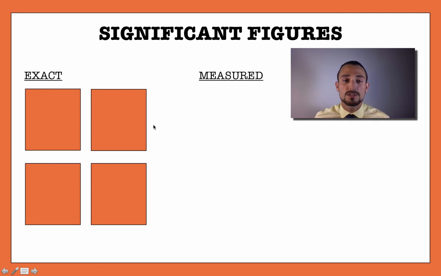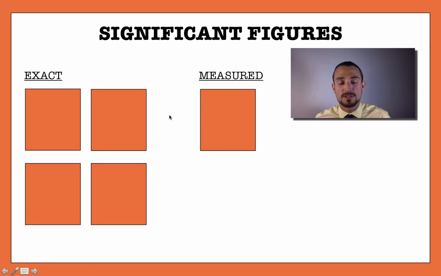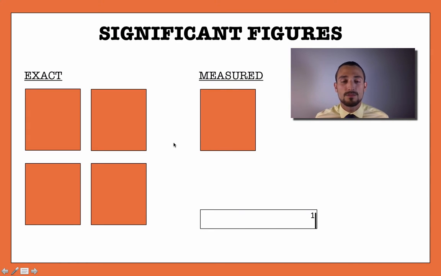Where significant figures comes in is with inexact numbers, so things that we measure. So for example, I now have 1 box. In any exact number, there are no significant figures because we know their exact amount. But if we're trying to find the length of this box, we have some kind of inaccuracy and imprecision.